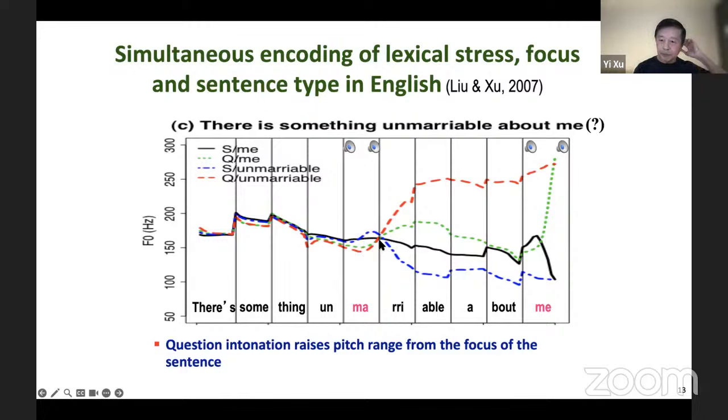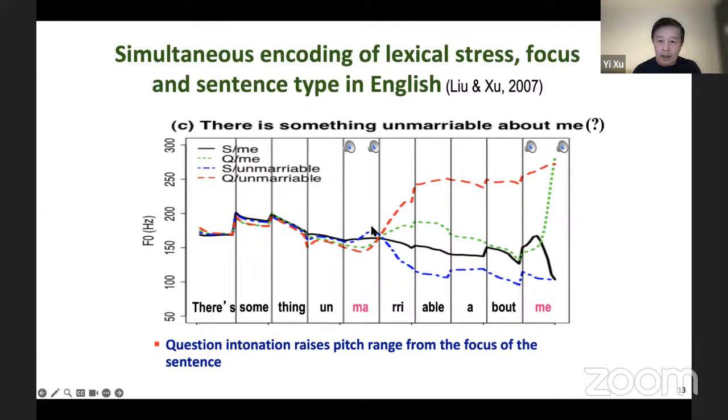What's more interesting is that you can turn them into questions, still maintaining the focus location. So this is, there's something unmarriable about me? So you can hear final focus, but now it's a question. Again, if you have the focus on the medial word and turn that into a question, it will sound like this. There's something unmarriable about me? This corresponds to the red line.